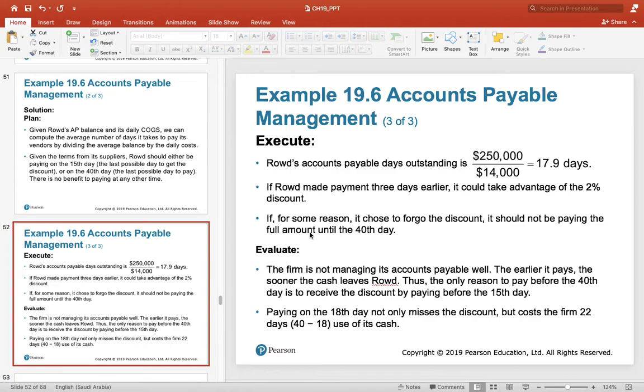Pay on the 40th day. Use the money; you can use the money for 25 days, which you are not doing. So either you pay on the 15th day or you pay on the 40th day. Don't pay in between, at 17.9 days. It is not at all a good credit policy. So the company is losing the use of money for 22 days, 40 minus 17.9, approximately 22 days. It could have used it. This is the way we look at the credit policy of a company.